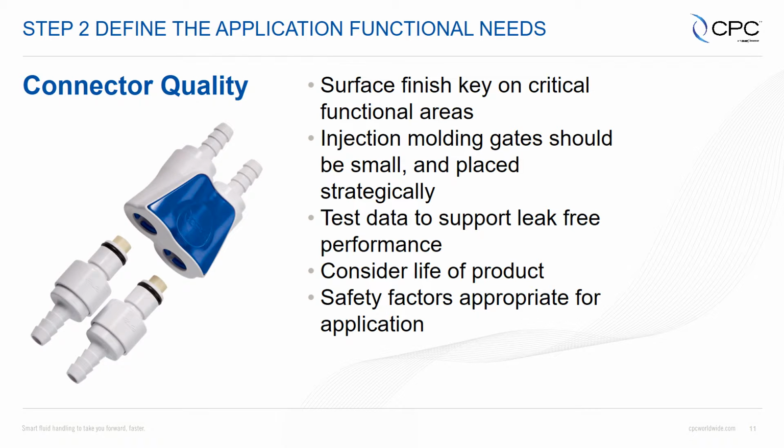The next step in our second step of our three-step process is to look at the connector quality itself. And here we want to look at surface finish on key critical functional areas, things like the injection molding gate. The gate is where the plastic is injected into the mold cavity. This should be small so it doesn't catch on a glove. It should be strategically placed so it's not on a critical sealing surface, for example.